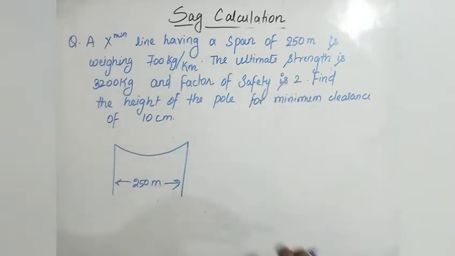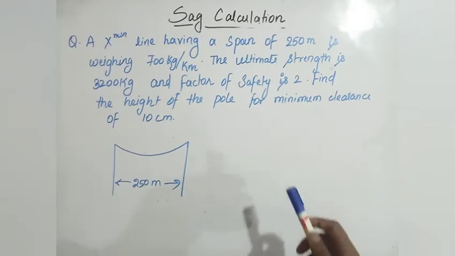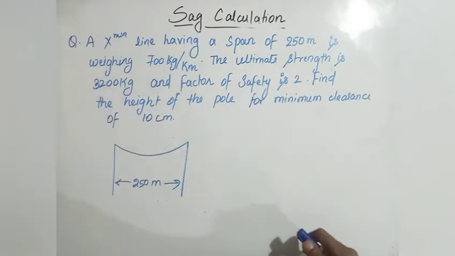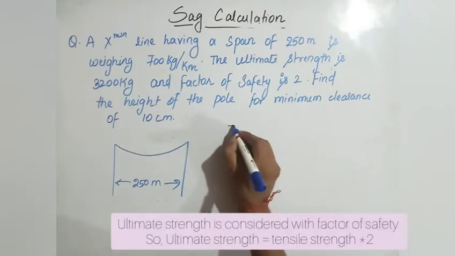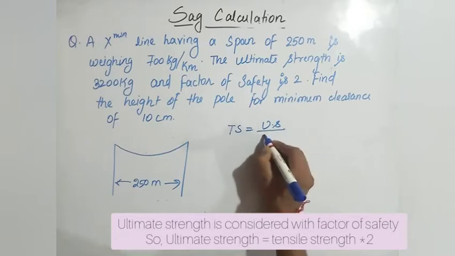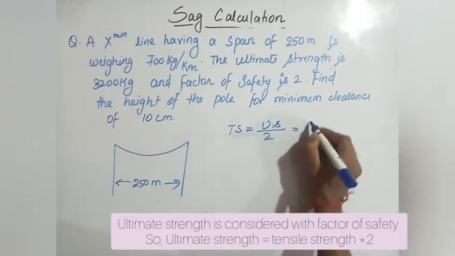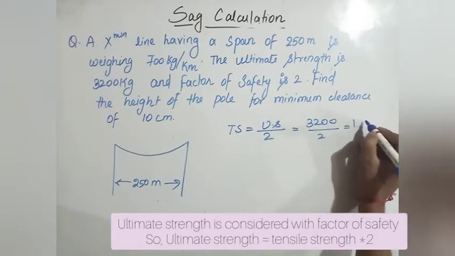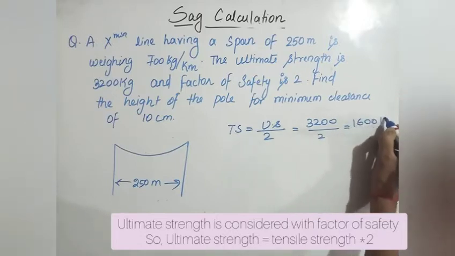Okay, so they have given you the ultimate strength, which is equal to 3200 kg, and the factor of safety is 2, which means the tensile strength will be equal to ultimate strength divided by factor of safety, that is 2. So it will be 3200 divided by 2, which is equal to 1600 kg.